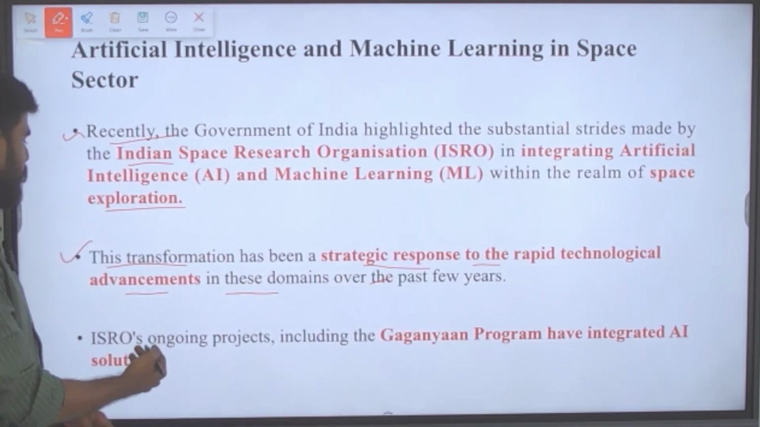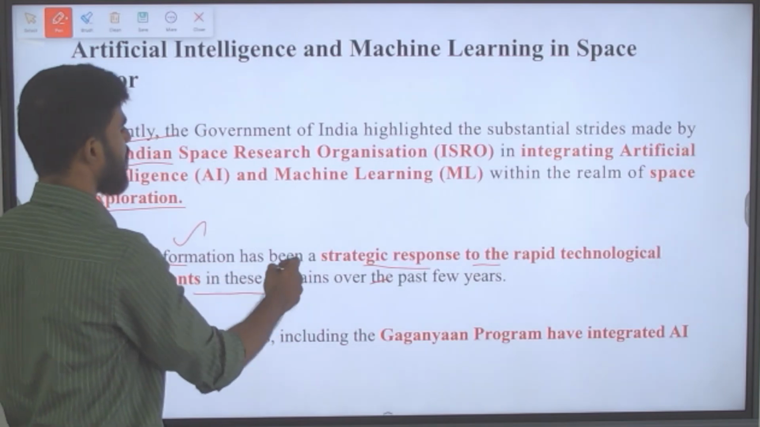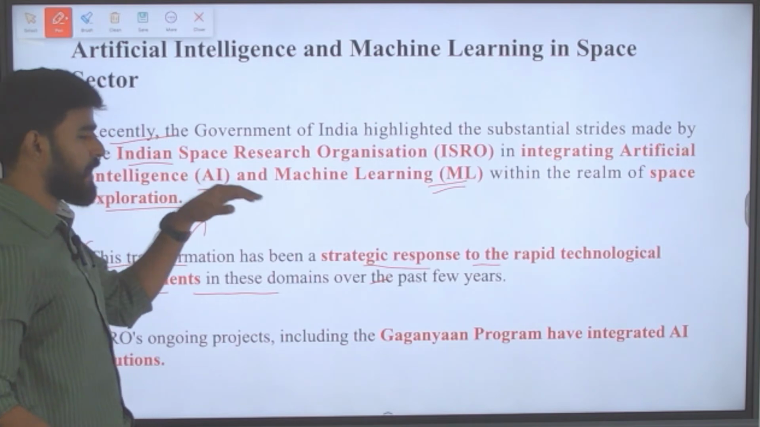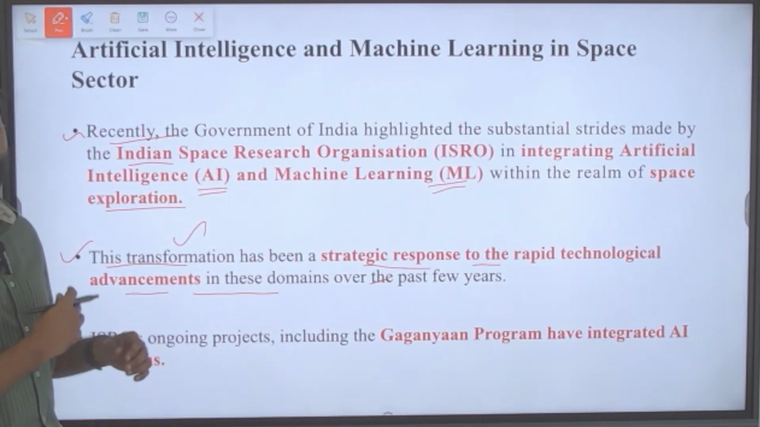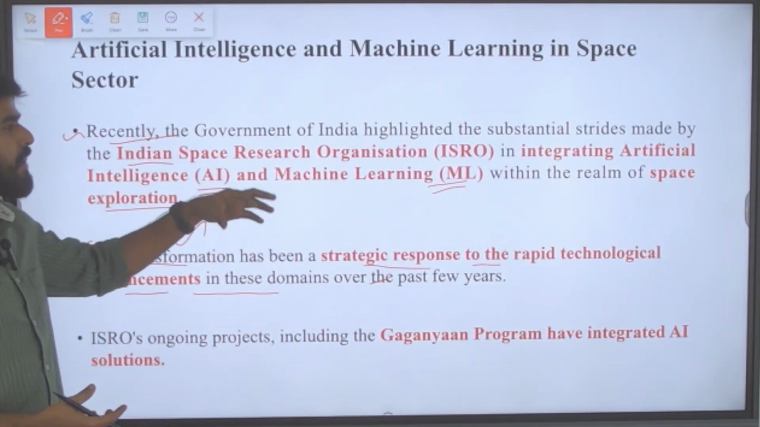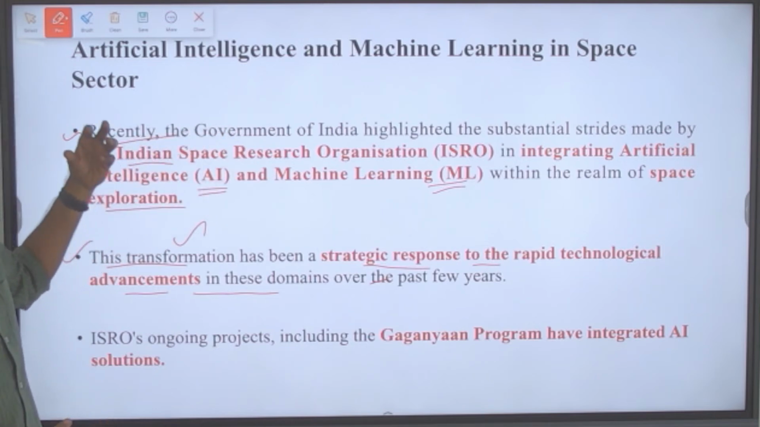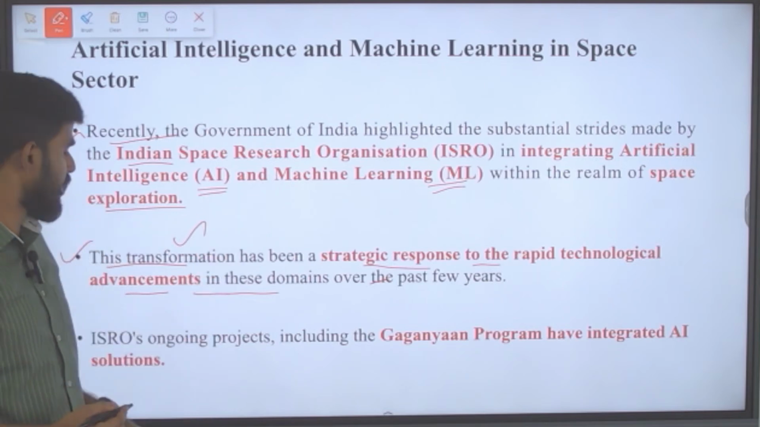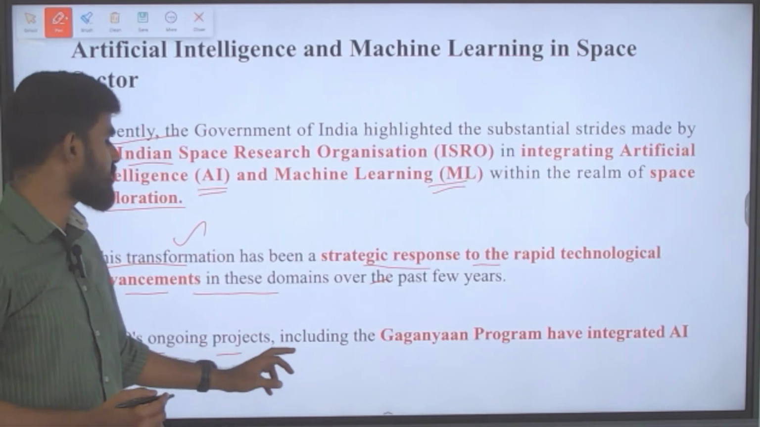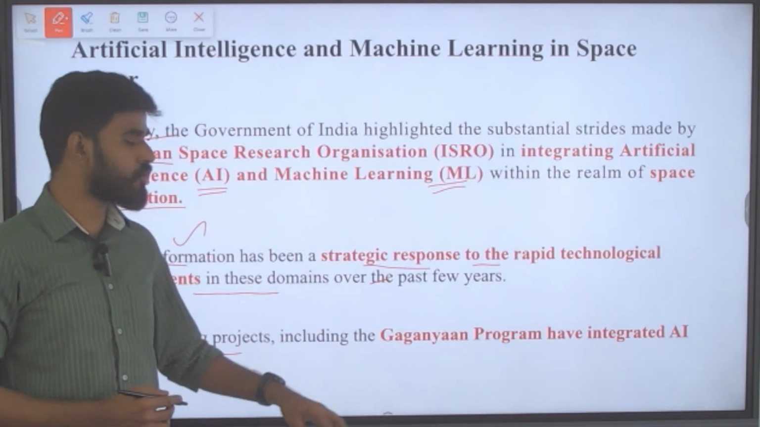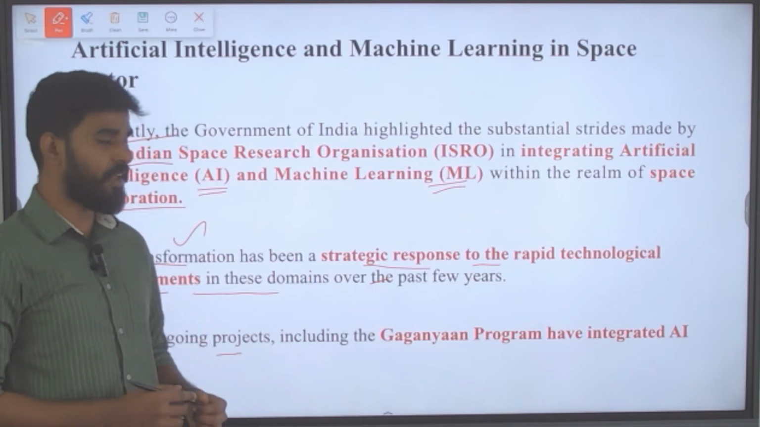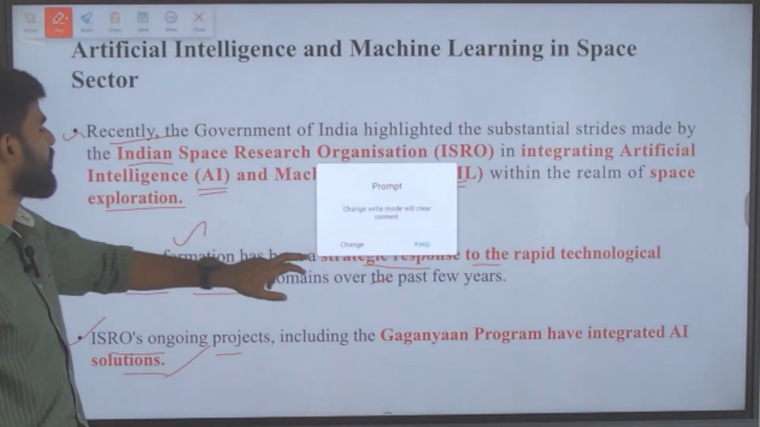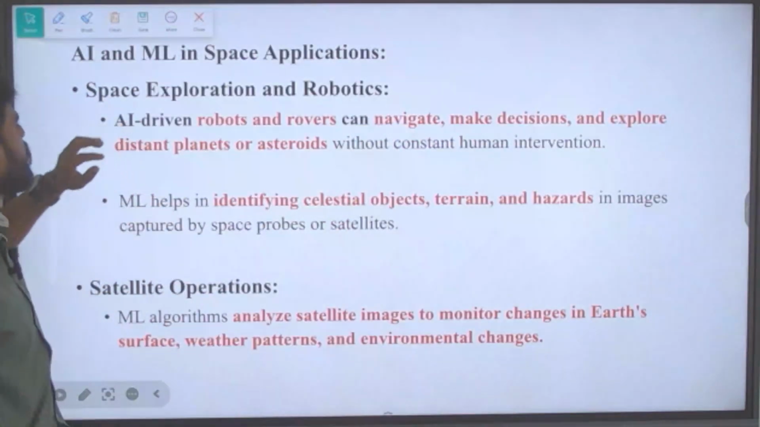In the past few years there has been a huge technological advancement in these two domains, artificial intelligence and machine learning, and integrating them is a strategic response to the rapid technological advancement in these two areas. ISRO's ongoing projects, which include the Gaganyaan program, have integrated AI solutions. Now let us understand how AI and machine learning are integrated into space applications.